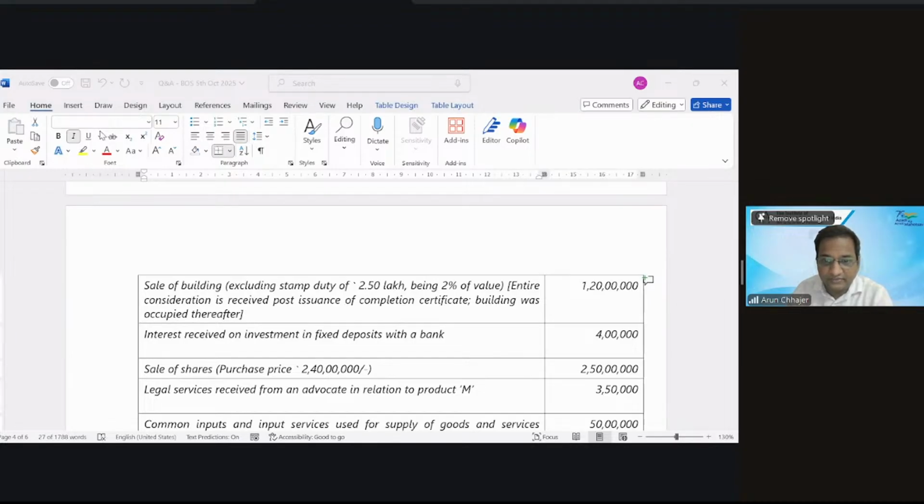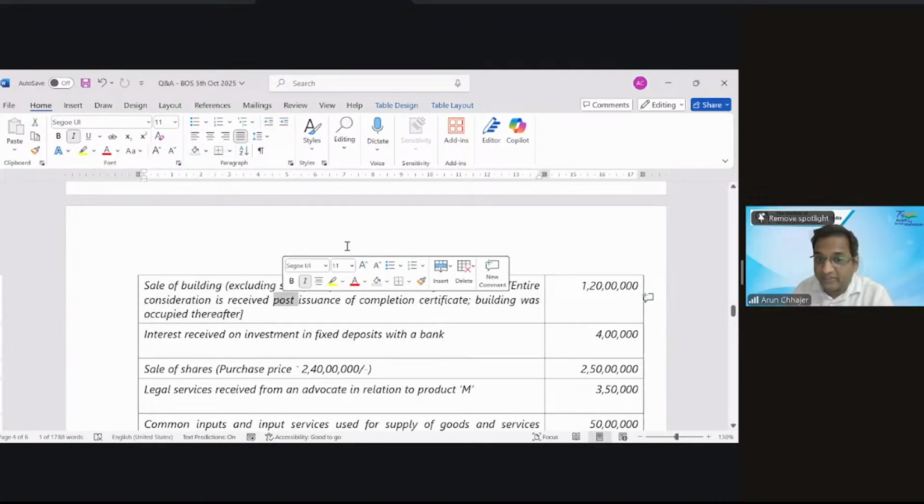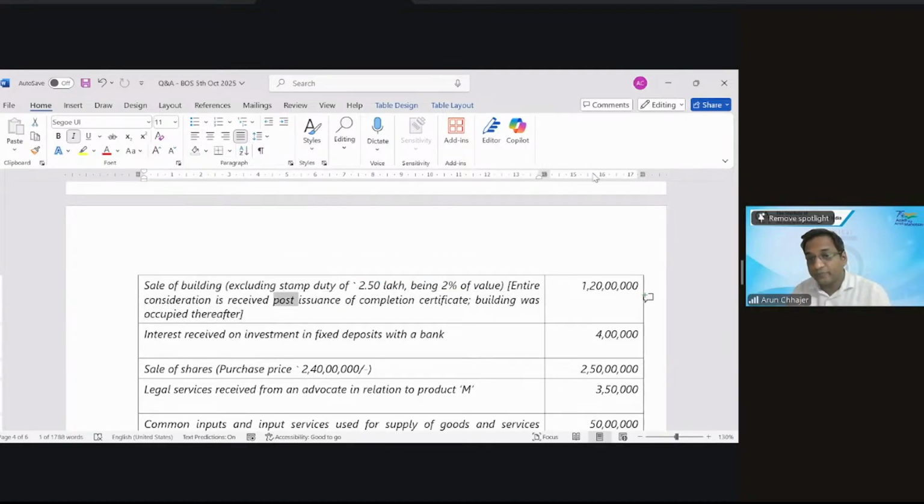Harshit, it is saying consideration is received post certificate now. Why before? Correct. We'll write everything. We'll write every working note, etc. Interest received on investment in fixed deposit with bank. Interest received. So will it create the liability? Exempt. Okay.